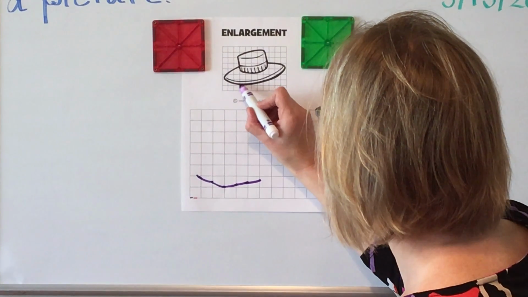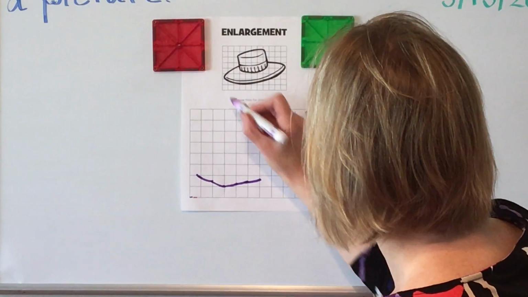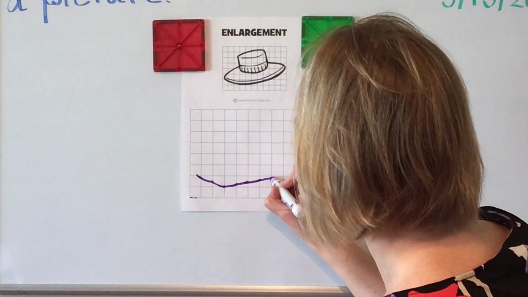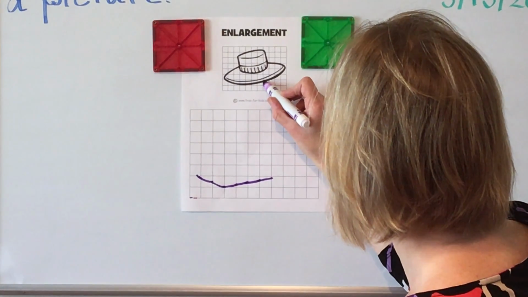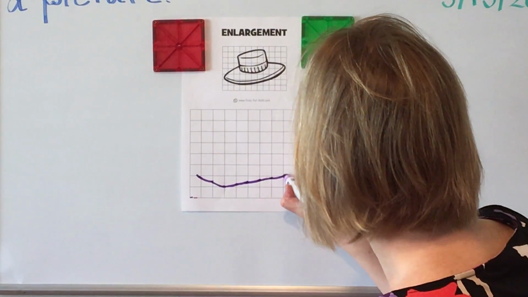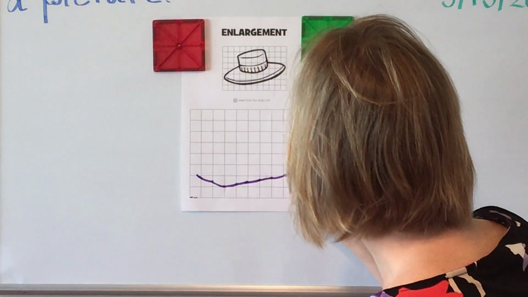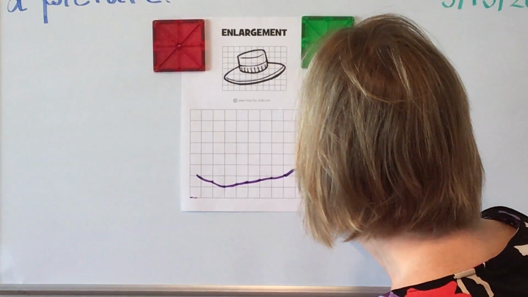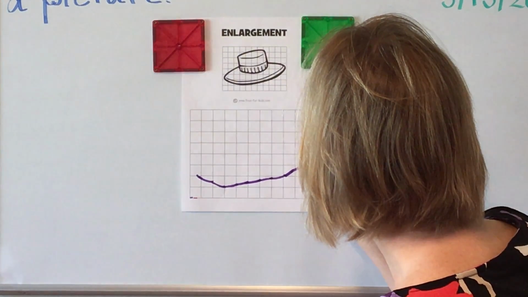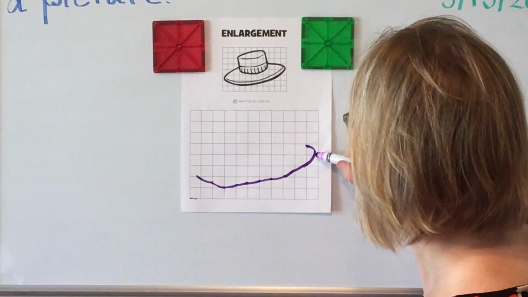6. 1, 2, 3, 4, 5, 6, 7. Wait, 1, 2, 3, 4, 5, 6, 7. It's almost up to the top. 7. And then 8 all the way up. 8. And then 9. 10, and it goes up here, and then up. So it should have ended up over here.